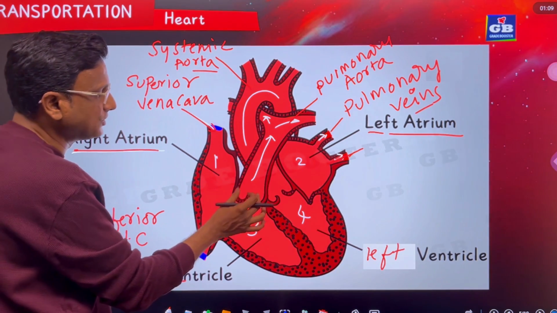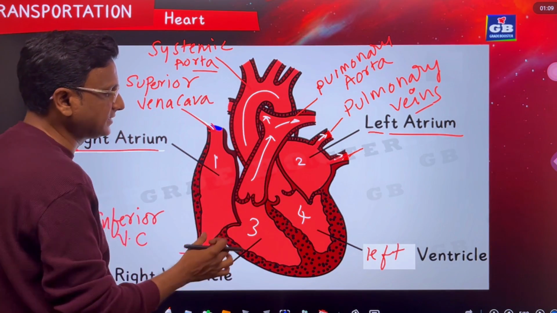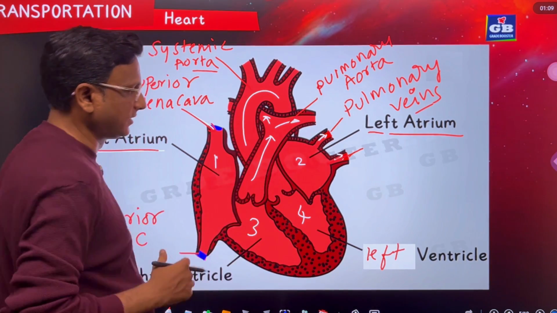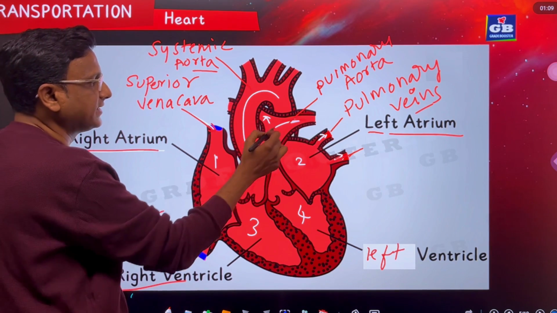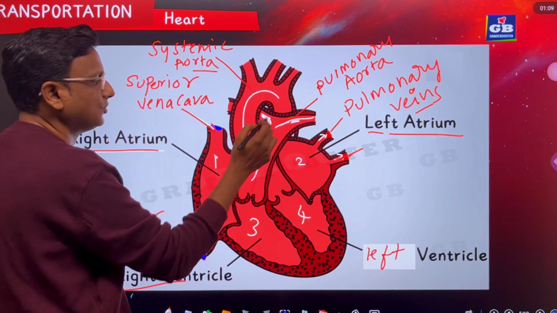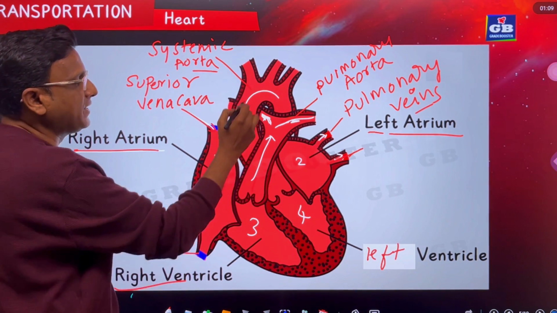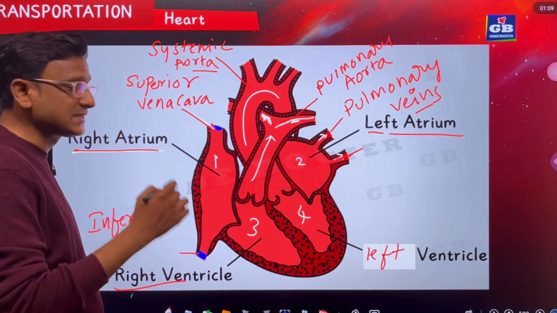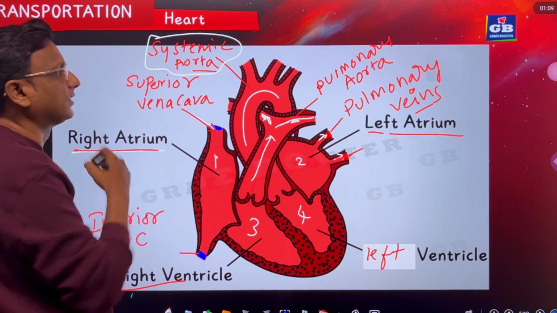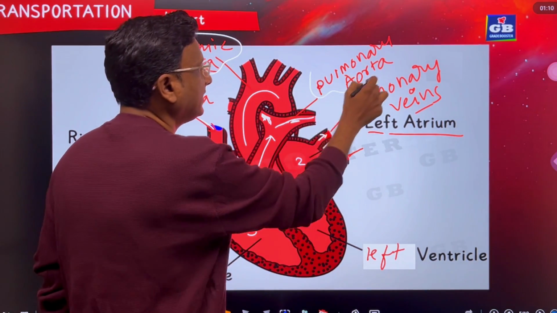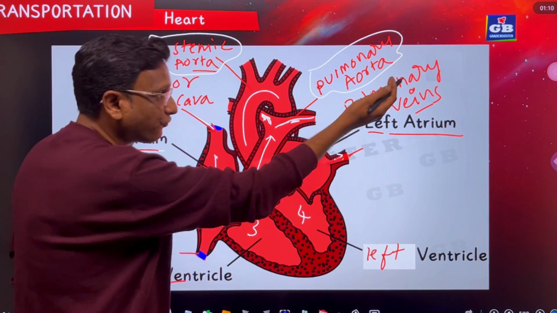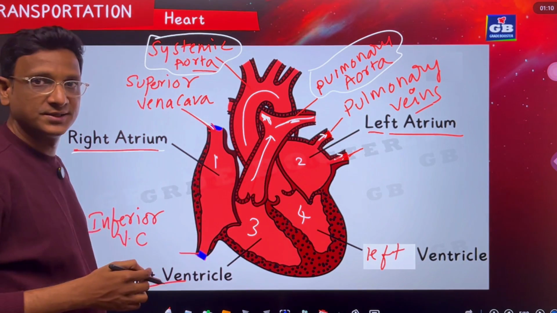Right, and there are some blood vessels connected to the heart. From the heart we can see 2 major blood vessels going like this. The one which is going to the lungs is the pulmonary aorta. Here you can see that it is divided into two branches, one to the right lung and one to the left lung. And there is one more big artery which is taking the blood to different parts of the body, that is the systemic aorta. Pulmonary aorta means the blood is carried to the lungs. Pulmonary veins means the blood is brought from the lungs to the heart. Right?